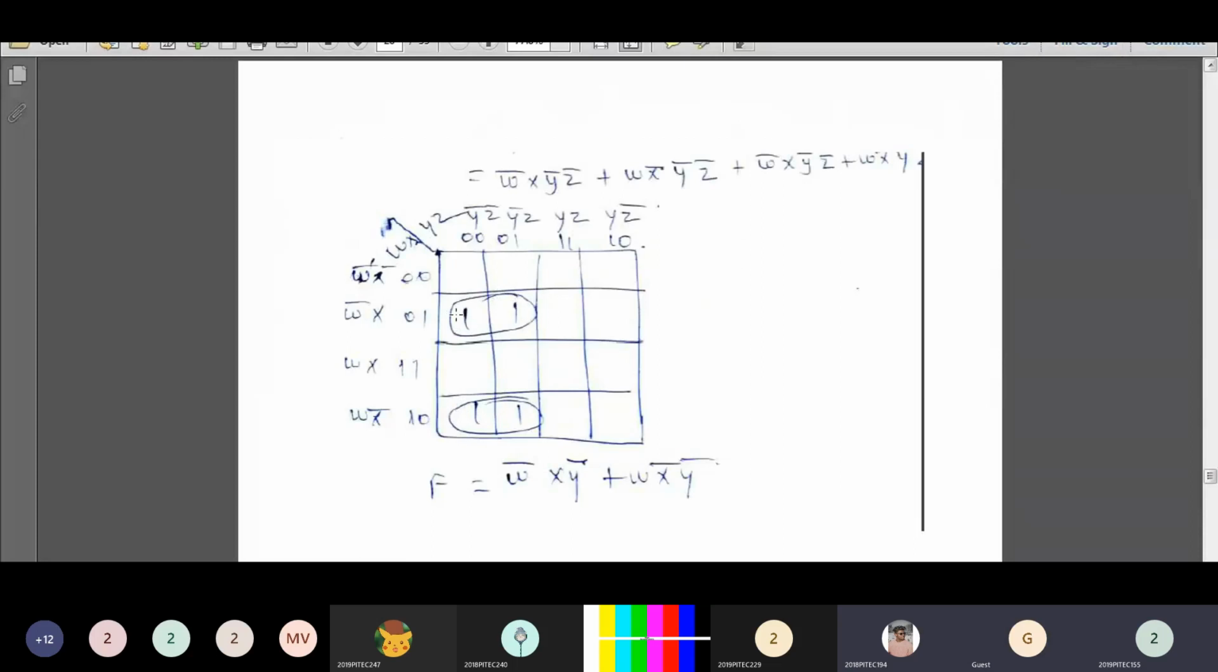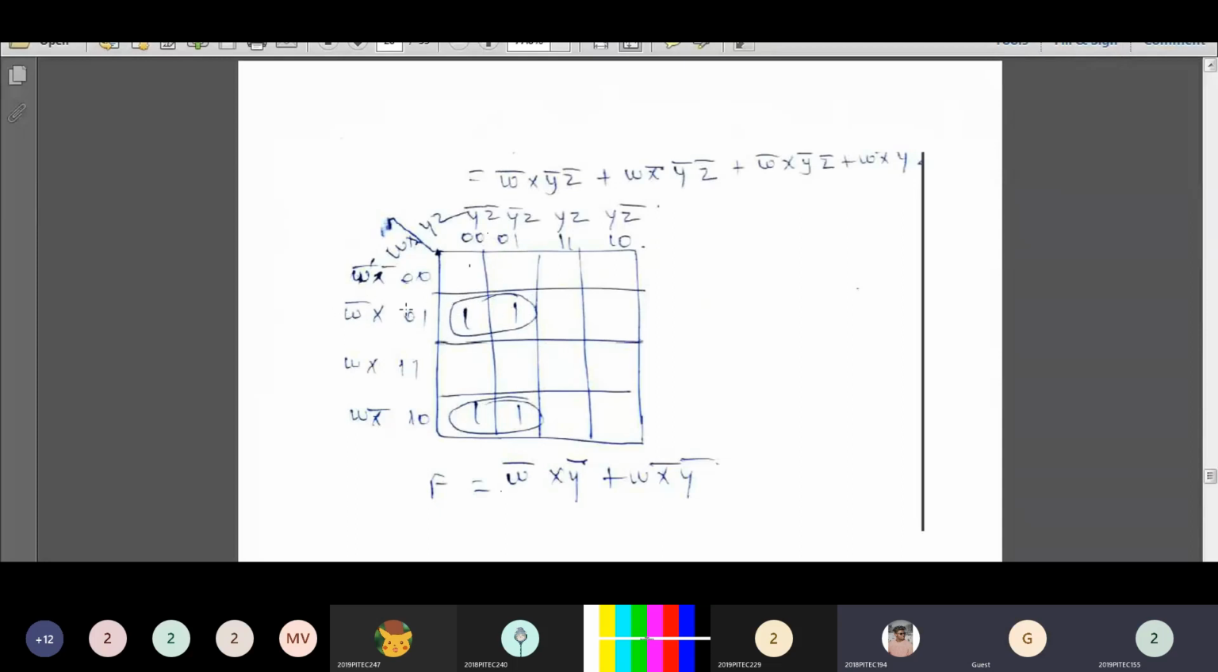After grouping, you have to write the product term for the grouping. First come to group one, this one. First you have to identify where your group is. Your group is in the second row, first column and second column. When your group is in a single row, you have to write the variable as it is.